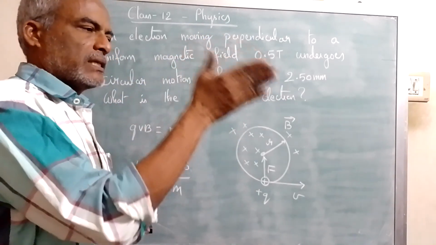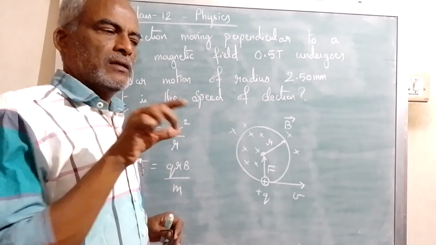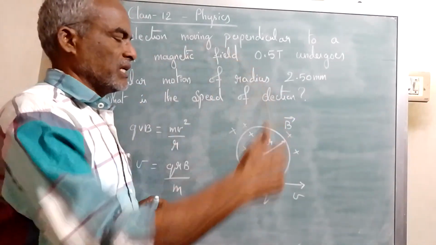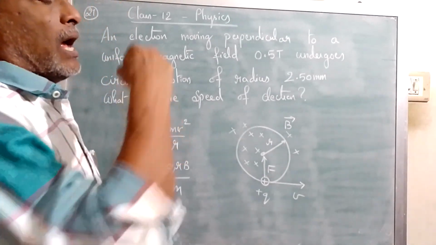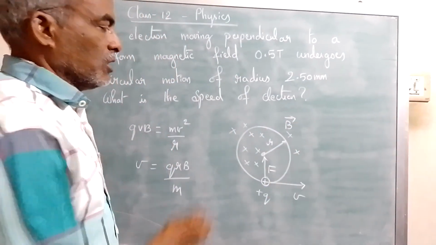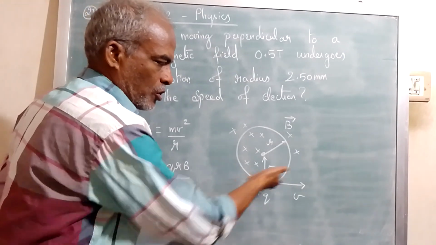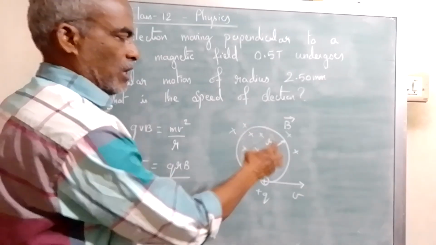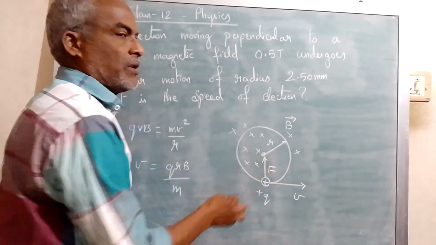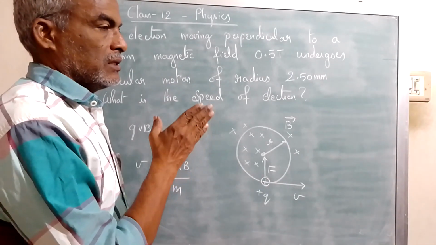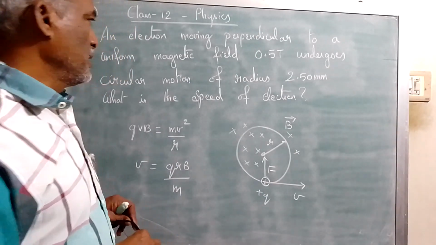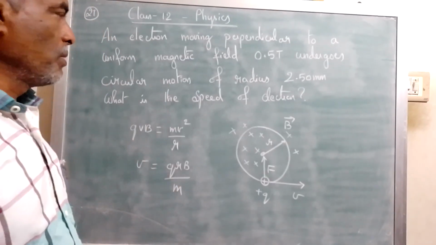So the angle between the magnetic field and the charge that is moving in a circular path is 90 degrees. And that circle has a radius of r. At each and every point, if you draw a tangent, you will get the velocity at that point. That means the direction of velocity keeps on changing. These are the basic things you have to remember in this problem.